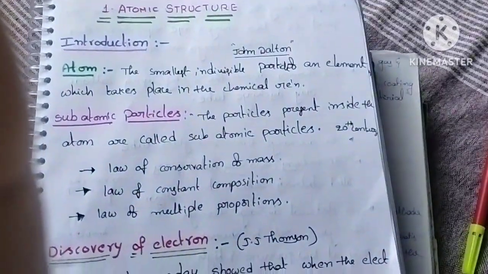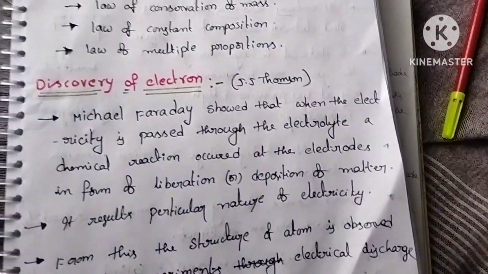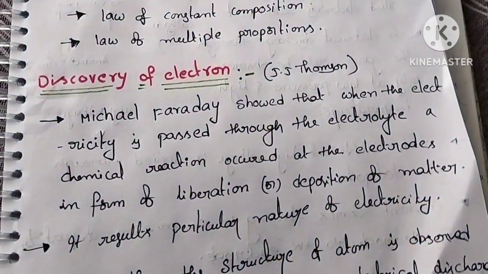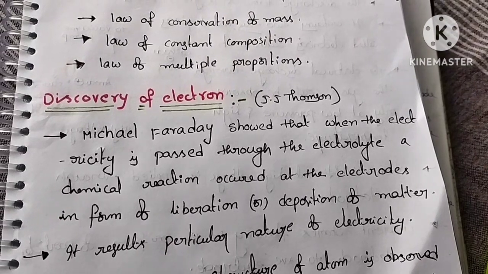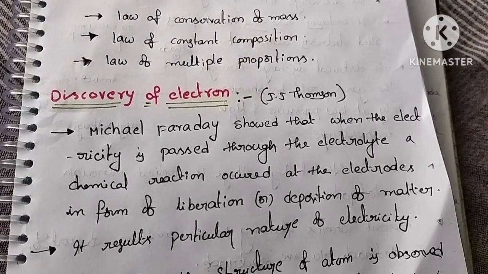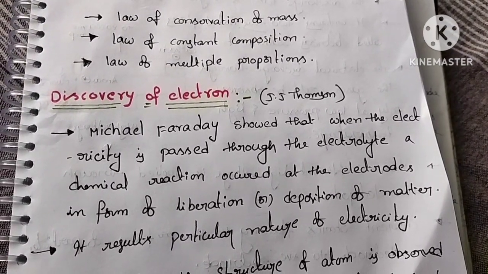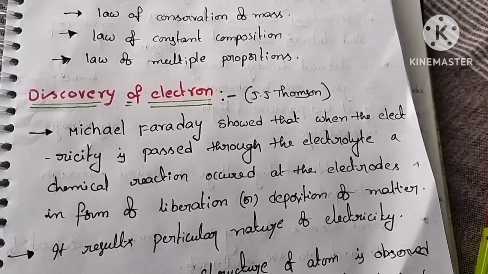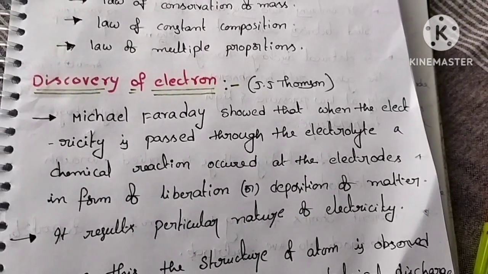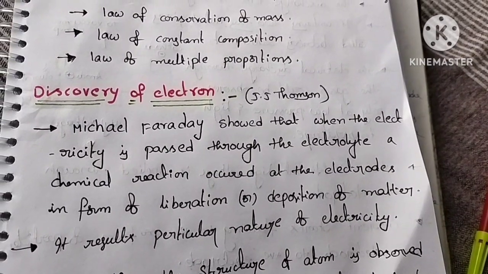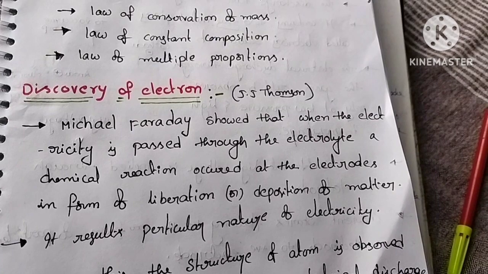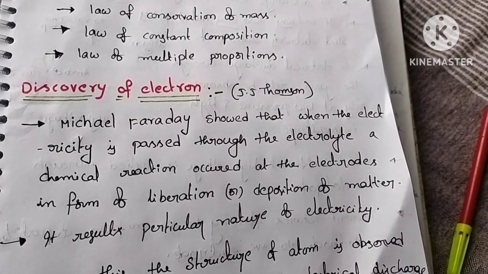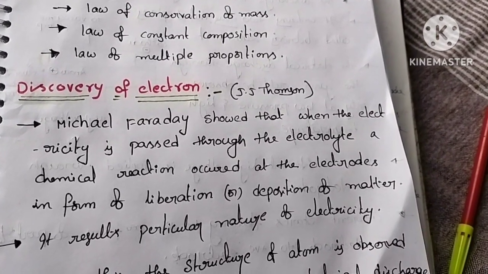Now coming to the discovery of the electron. The electron was discovered by J.J. Thomson. This is a very important point, students. Remember this: the electron was discovered by J.J. Thomson. He did an experiment on the structure of the electron. Before going to the experiment, let us learn a few more things first.